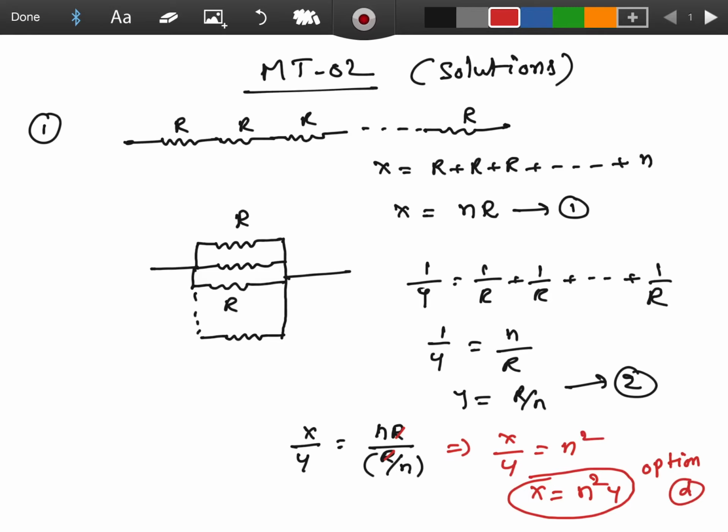See what is it? Effective resistance between the 2 points when they are in series, R plus R plus R plus and so on n times. That n times I am writing NR, that is X equal to NR. The next case, 1 by equivalent resistance equal to 1 by R plus 1 by R plus n times. This is n by R. Then Y equal to R by N. Simplify these two equations, X equal to N square Y. Clear? Next, I am moving to the second question.